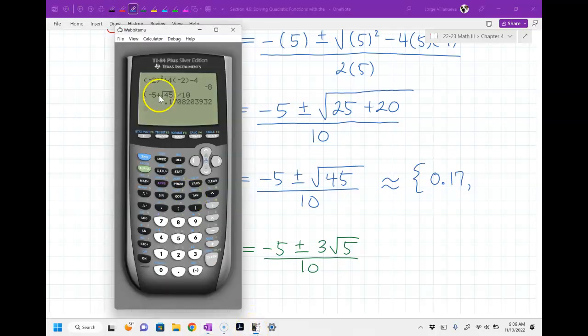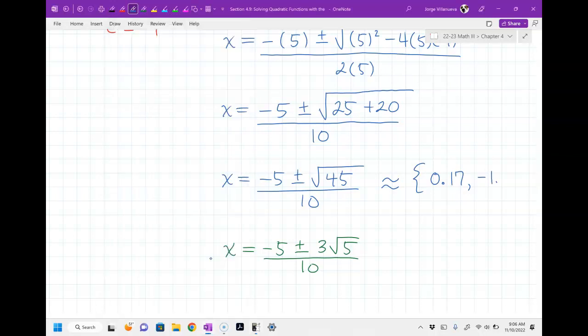The first time I added, now I want to subtract. So negative 5 minus the square root of 45, that's my numerator, divided by 10, that's my denominator, that's negative 1.17. So negative 1.17. And this would be my solution right here. Okay, and this is what you guys have for homework.